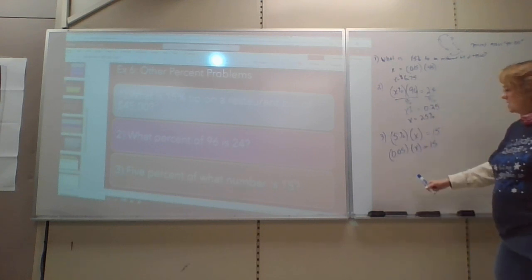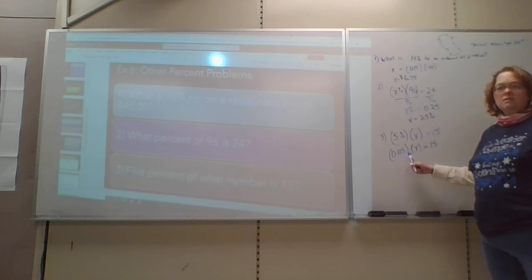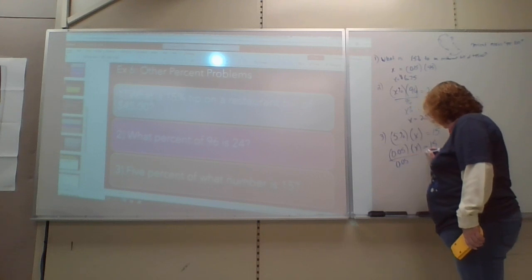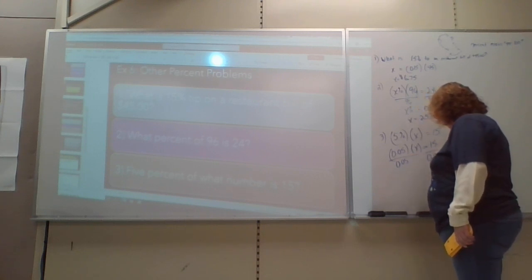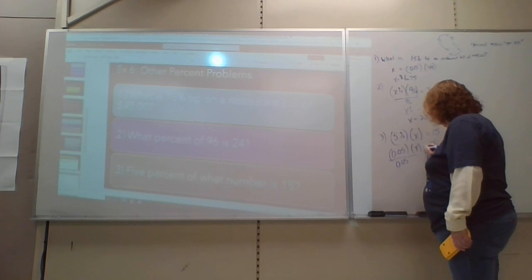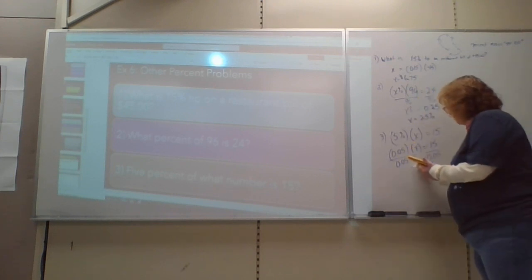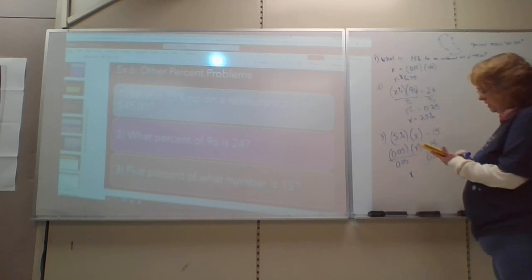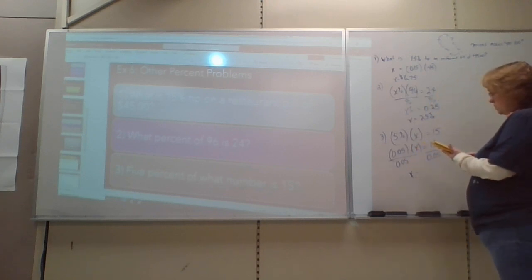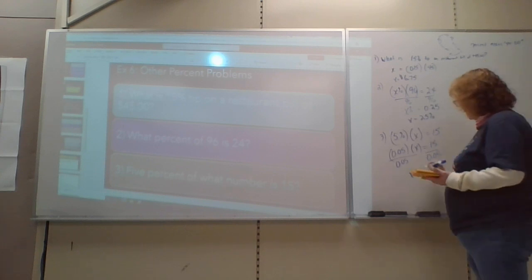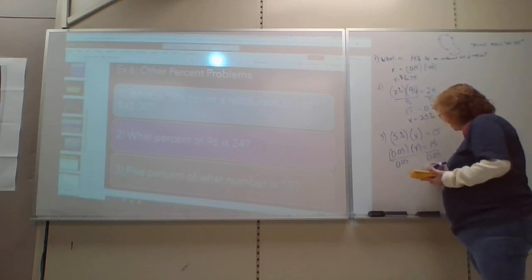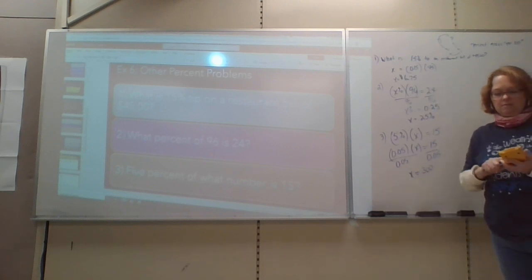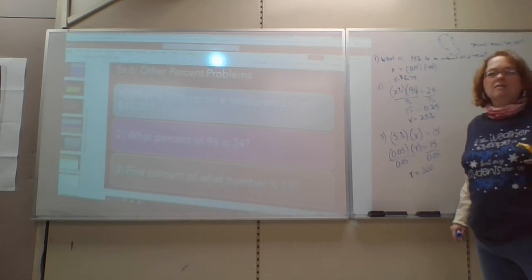We still need to get X by itself, so what do we need to do? Divide by 0.05 on both sides. That leaves me with X equals 15 divided by 0.05, and I got 300. Is that what you guys got? Okay. That's good to bring your calculator with you.